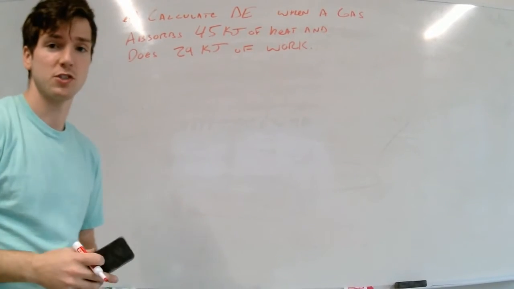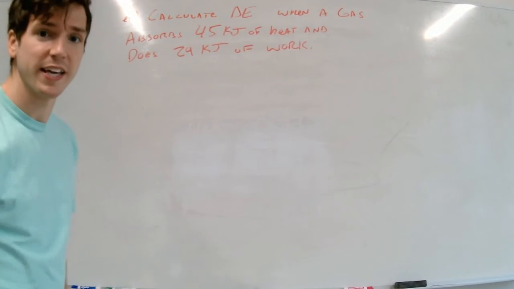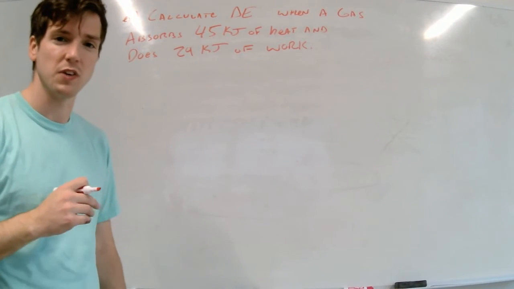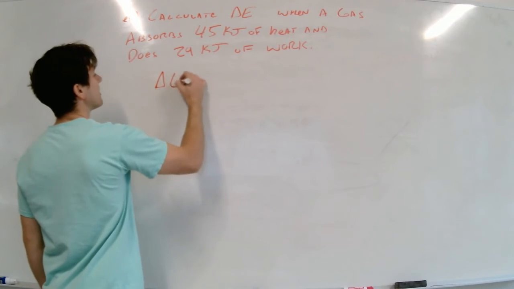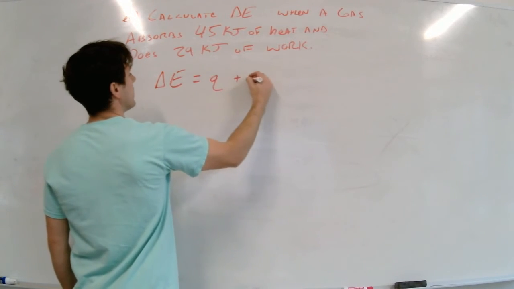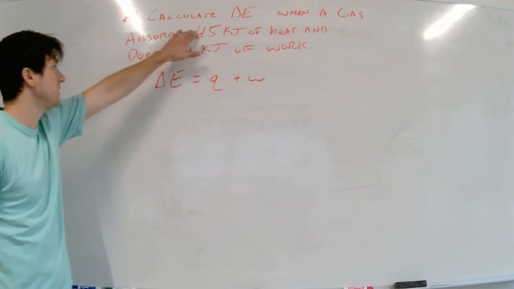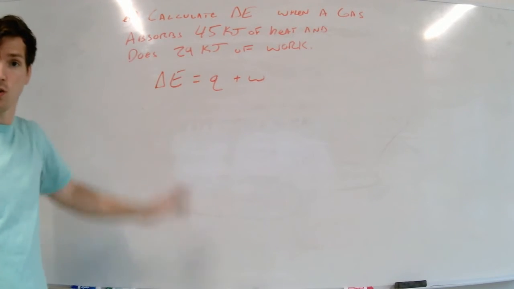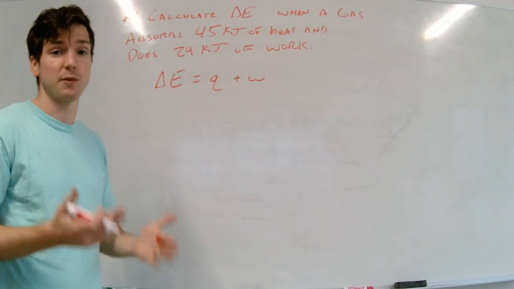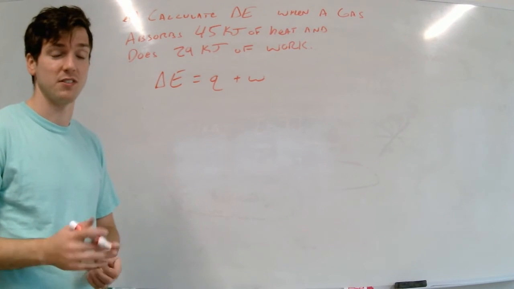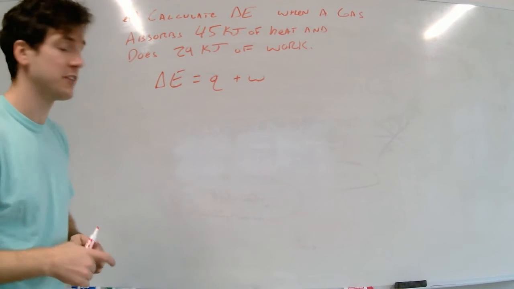So our first question says, calculate delta E when a gas absorbs 45 kilojoules of heat and does 29 kilojoules of work. So we want delta E, so we want Q and W. Well, Q is heat, right? And W is work, or 29 kilojoules. The thing is that we got to determine the signs of both of these guys. So if it's going to be negative or if it's going to be positive.